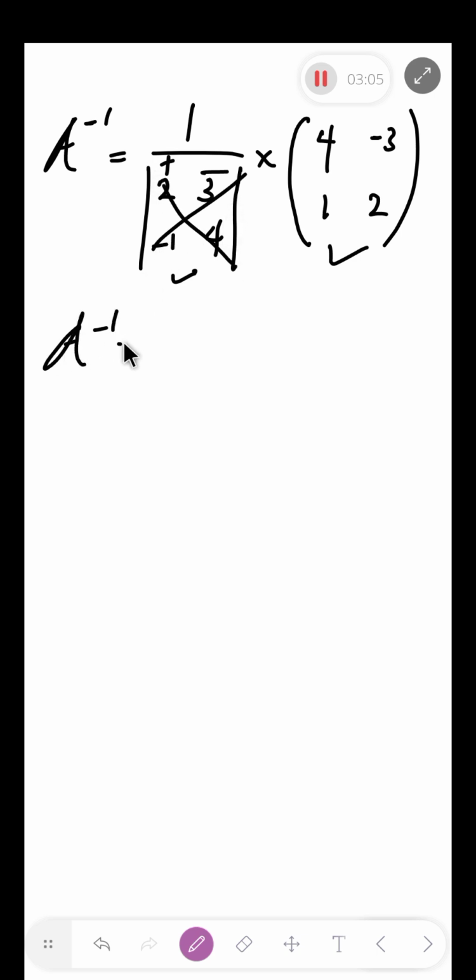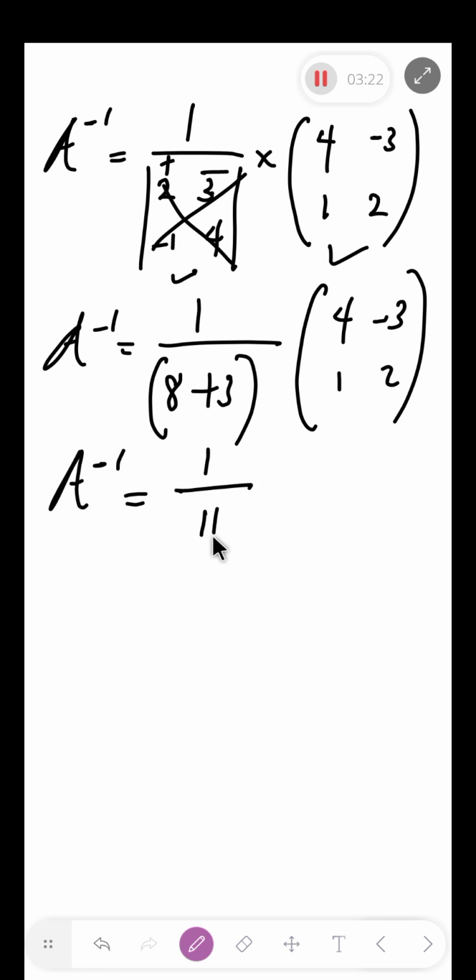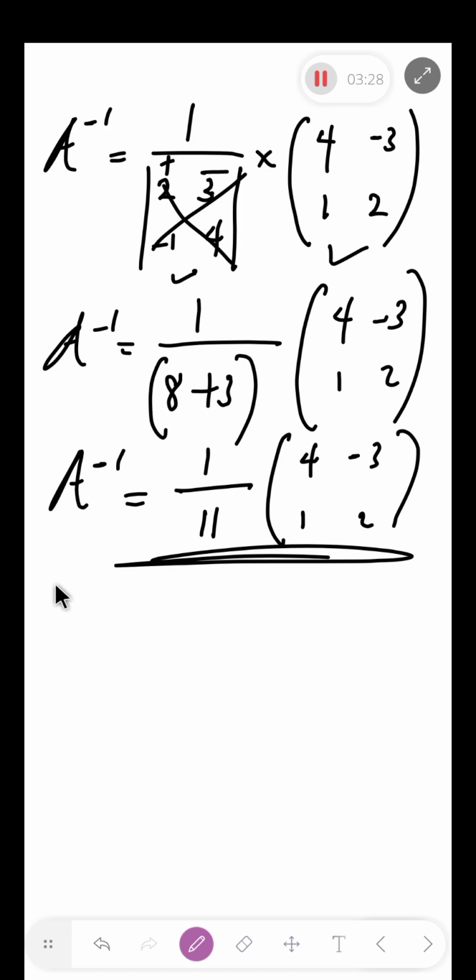So my A inverse now is equal to 1 over 4 times 2, positive 2 times 4, that's 8. My negative 3 times negative 1, that's plus 3. Times 4, minus 3, 1, 2. So therefore, my final answer for A inverse is 1 over 11 of 4, 1, minus 3, 2. So this is how to find the inverse of a 2 by 2 matrix.